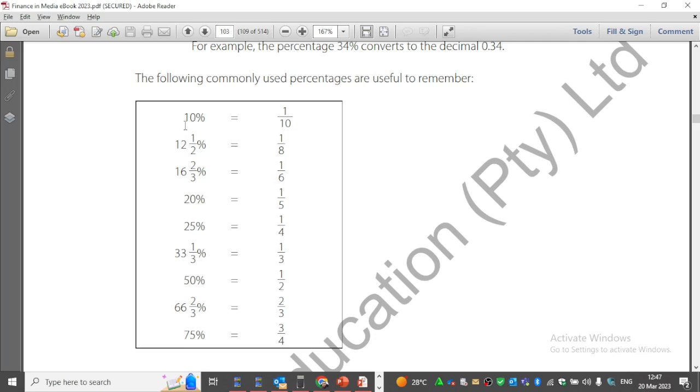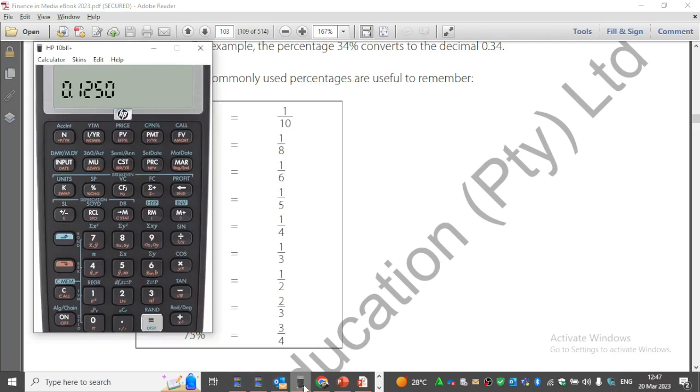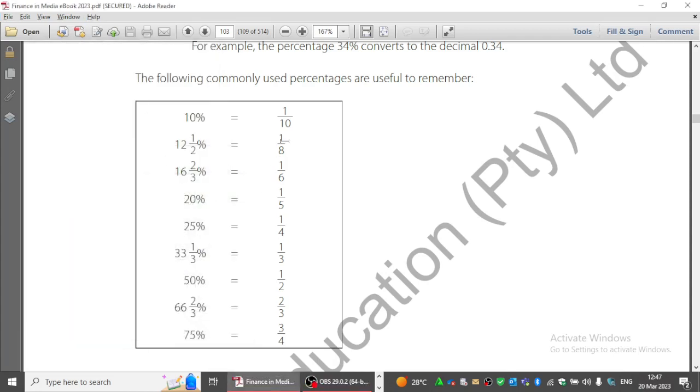So we have got 10%. 10% in terms of a fraction normally represents 1 out of 10, which is also representing 0.1. And we've got 12 and 1 out of 2 percent, which also represents 1 out of 8. So therefore this will be equivalent to another decimal. I forgot the decimal for this one, which we can calculate: 1 divided by 8 will represent 0.125. So in terms of a percentage and in terms of decimals, this is what it will represent.